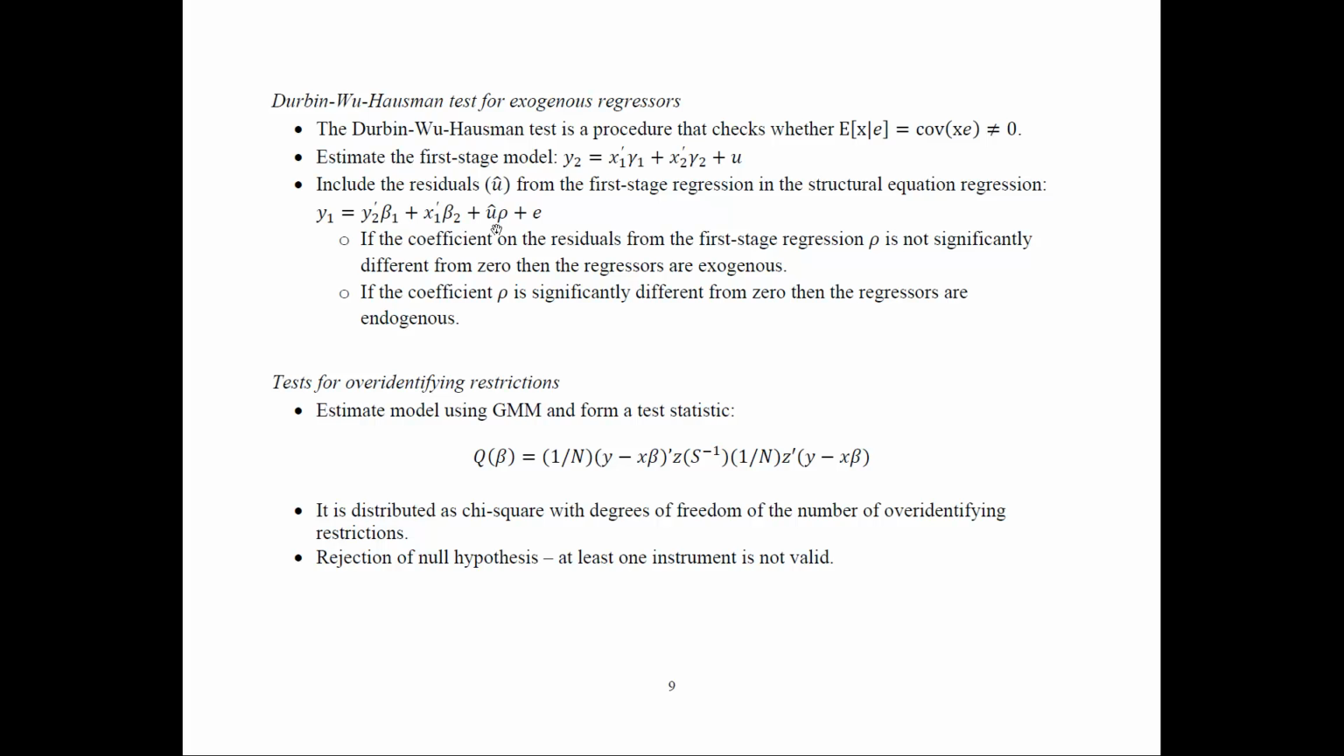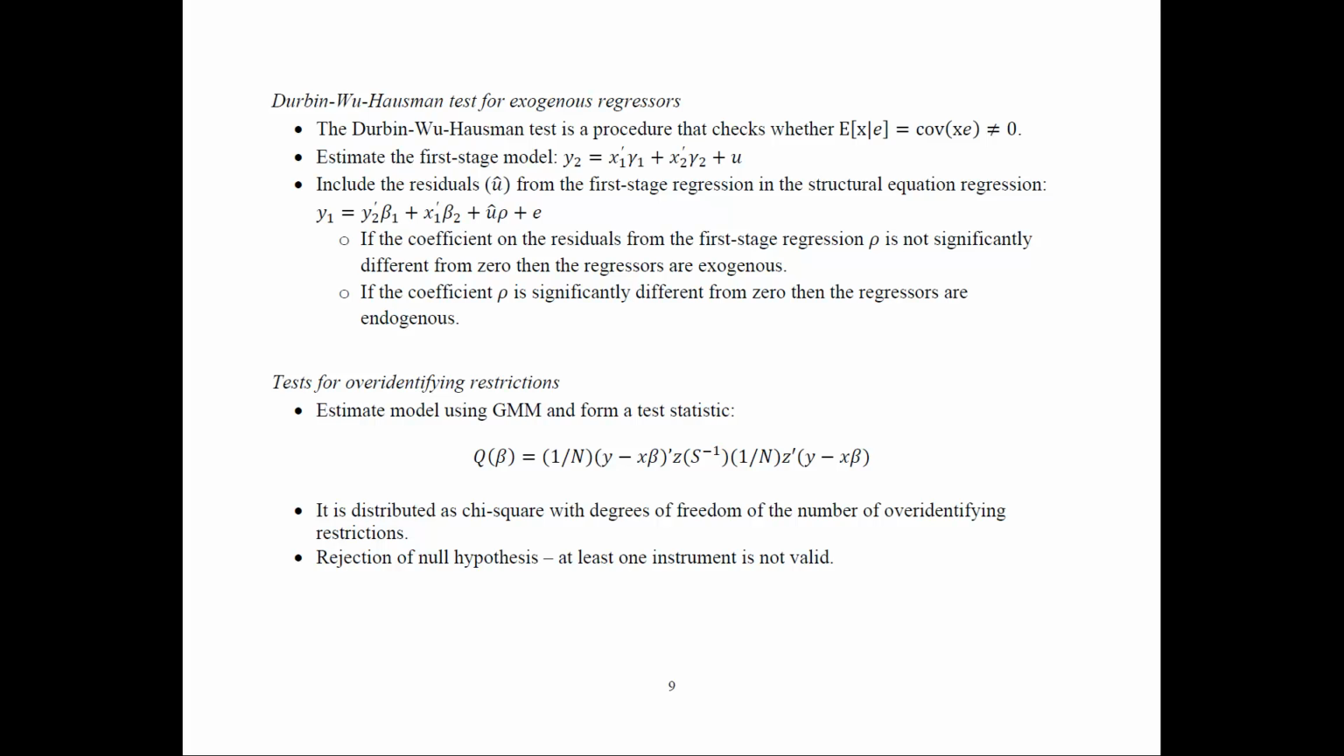And we want to see if the coefficient on these residuals is not significantly different from zero, then we have that these regressors are exogenous. If it is significantly different than zero, then they're endogenous. So what we're saying here is that this one isn't changed too much by including those residuals. So it's just an alternative way of testing for endogeneity other than the Hausman test.